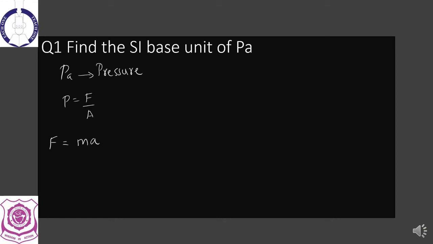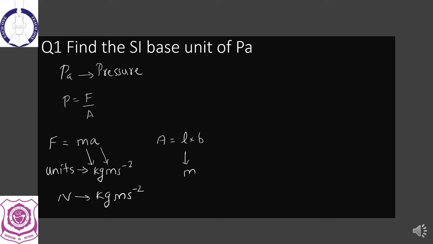So when I write the units, for mass, that's kilogram. For acceleration, that is meters per second square. So for force, I can write this as kilogram m s to the power minus 2. For area, that is length times length, or length times breadth, or just the product of two lengths. So I can write L times B. So when I write the units, this is meters, and this is also meters. So when you multiply them, what you get is meters square.